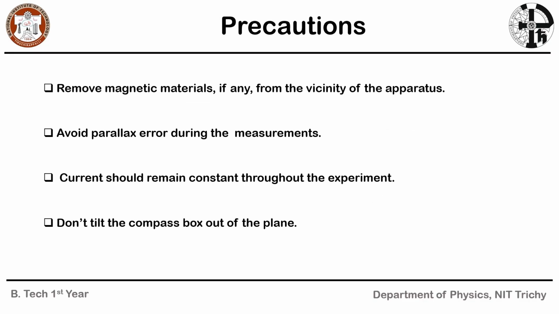Here are some of the precautionary measures that have to be followed during the experiment. Remove the magnetic materials, if any, from the vicinity of the apparatus. Avoid parallax error during the measurements. Current should remain constant throughout the experiment. Don't tilt the compass box out of the plane.